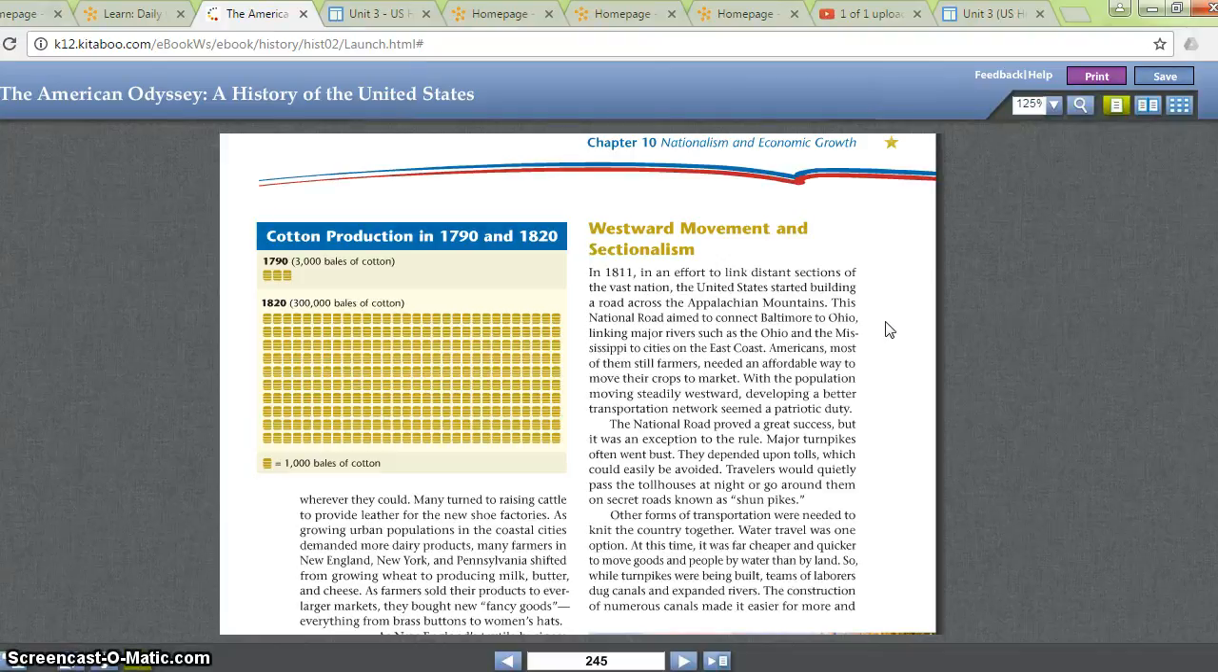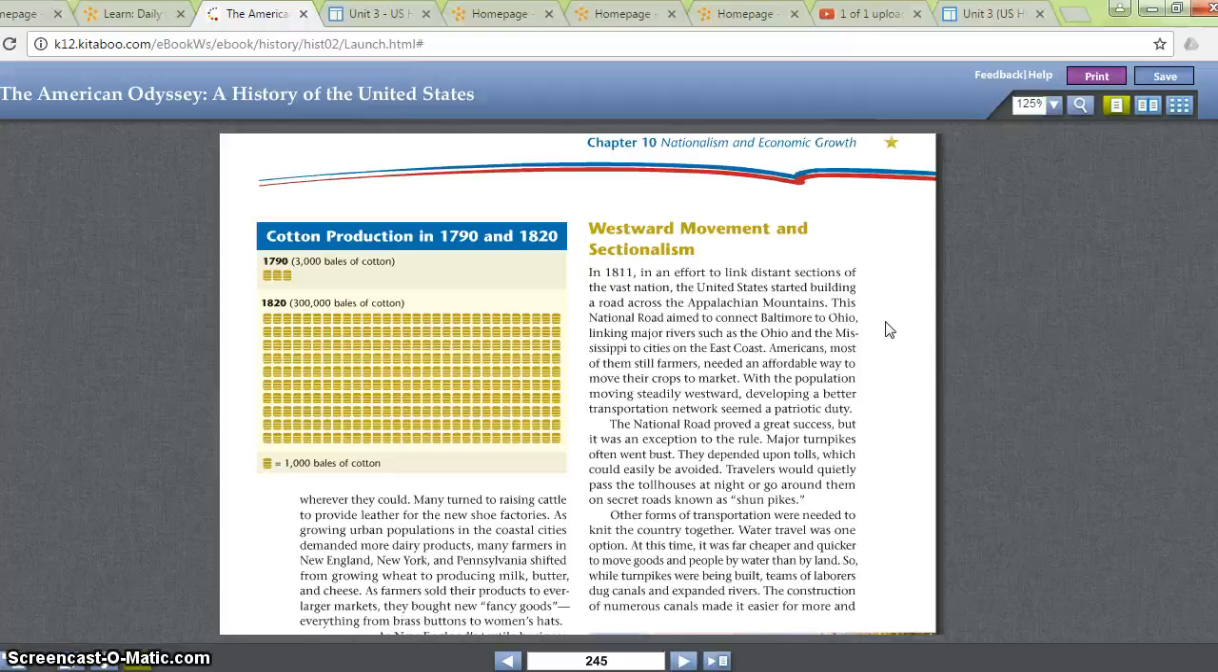This national road aimed to connect Baltimore to Ohio, linking major rivers such as the Ohio and the Mississippi to cities on the East Coast. Americans, most of them still farmers, needed an affordable way to move their crops to market. With the population moving steadily westward, developing a better transportation network seemed like a patriotic duty.